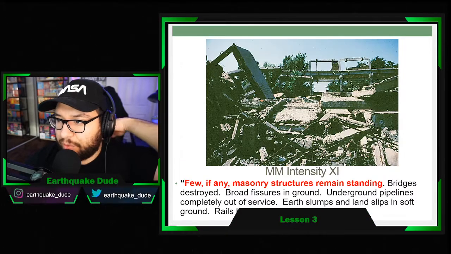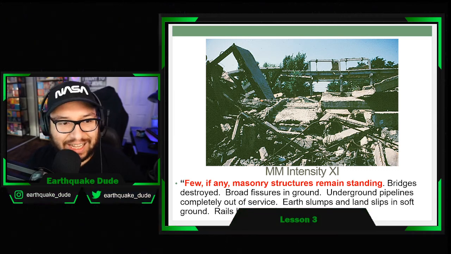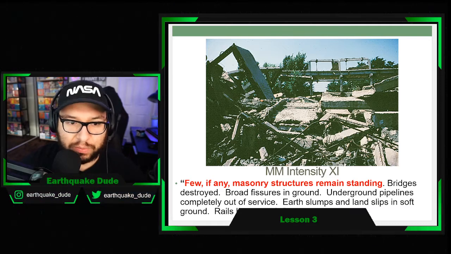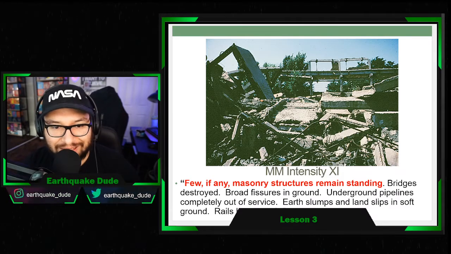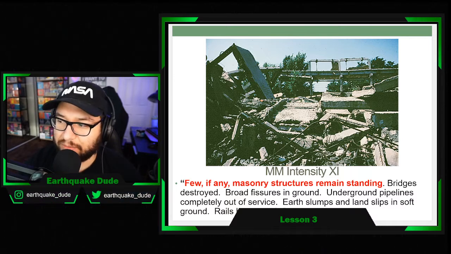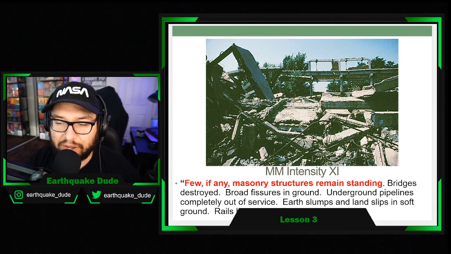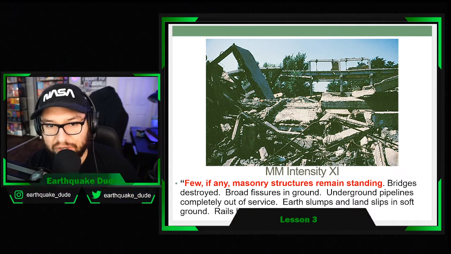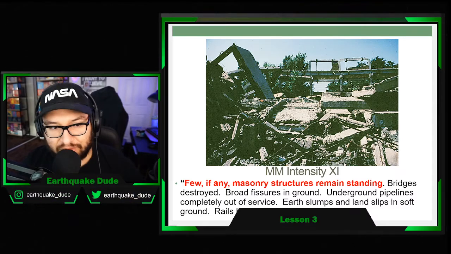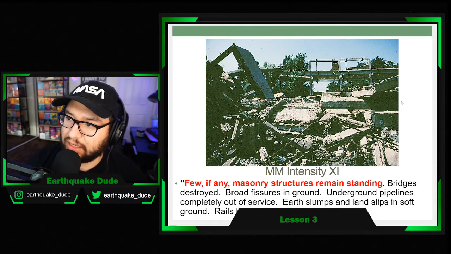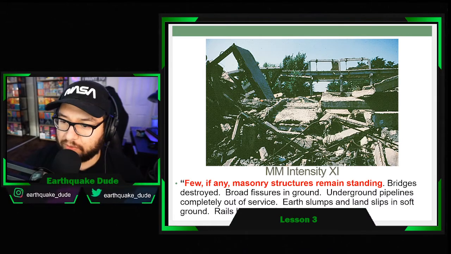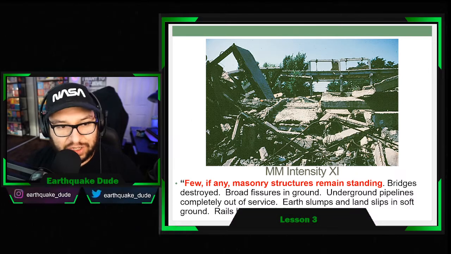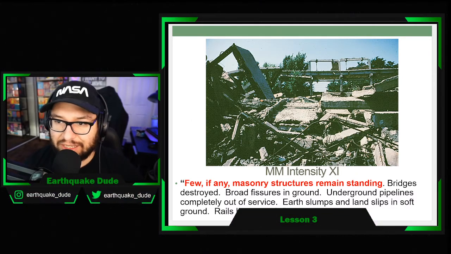And I think we have one more for an intensity 11 here. Few, if any, masonry structures remain standing. Bridges destroyed, broad fissures in the ground, underground pipelines completely out of service, earth slumps and landslips in soft ground, rails bent greatly. So now we're getting to the point where buildings are not even surviving. They're just completely collapsing into each other. I'm not quite sure where this photo comes from. I think it's 1994, but I'll have to double check that. But it's just an example of buildings completely collapsing at this intensity, right?